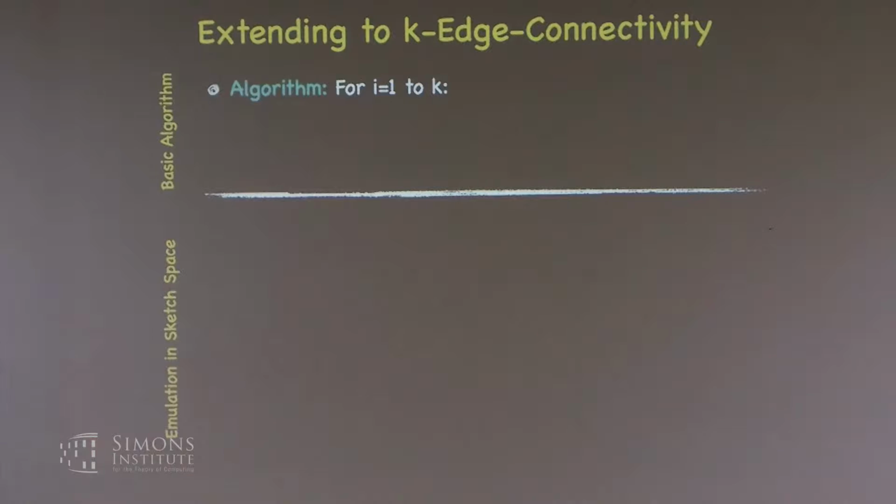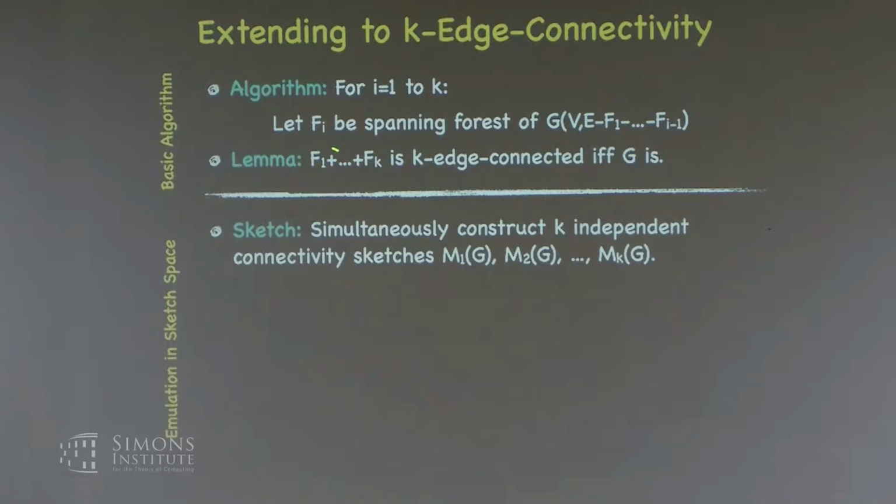Again, by taking a basic algorithm, imagine that one algorithm for k-edge connectivity is this. It's a non-streaming algorithm. Take your graph, rip out a spanning forest. Now you've got a remaining graph. Rip out another spanning forest. Keep going, k times. Let's say the spanning forests you rip out are F1, F2, up to Fk. Then it's not hard to show that the set of edges contained in those spanning forests is k-edge connected if and only if the graph G is. Not going to prove it, not hard to prove that.